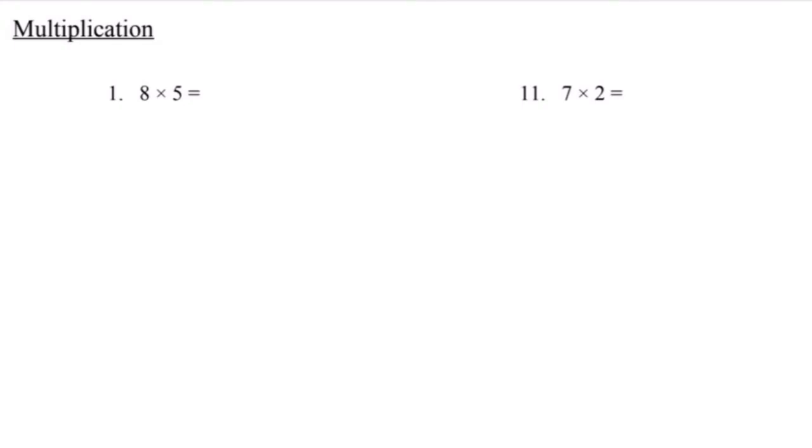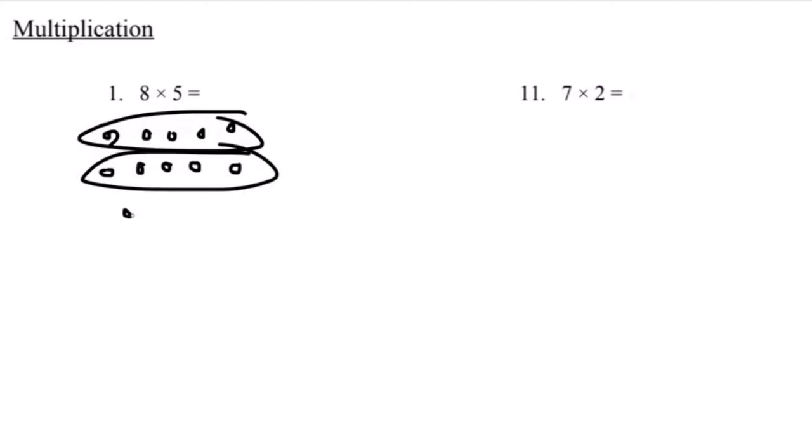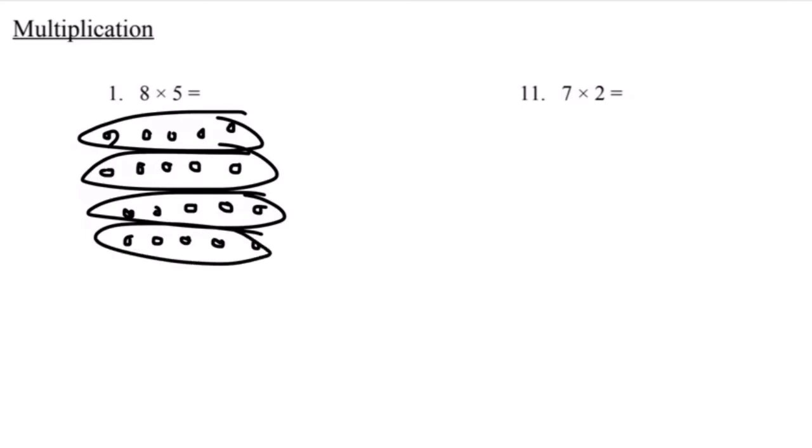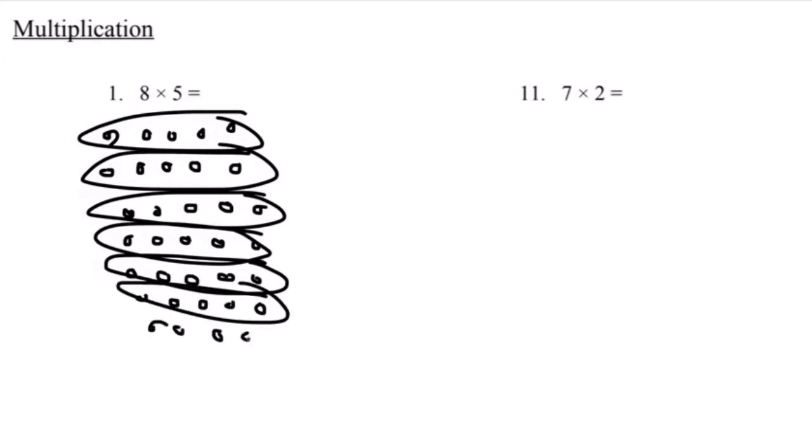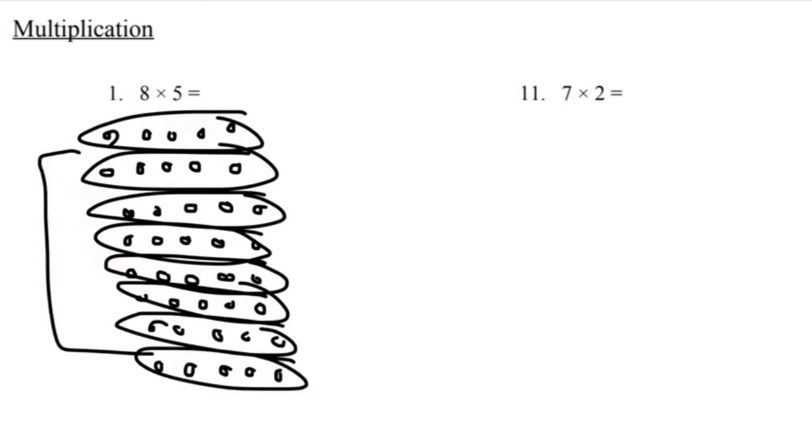Number 1 gives us the equation 8 times 5. 8 times 5 can also be referred to as 8 groups of 5. Let's draw it out. First group, second group, third group, fourth group, fifth group, sixth group, seventh group, eighth group. We now have a total of 8 groups of 5 circles. Now, let's add it all together to find our final answer.